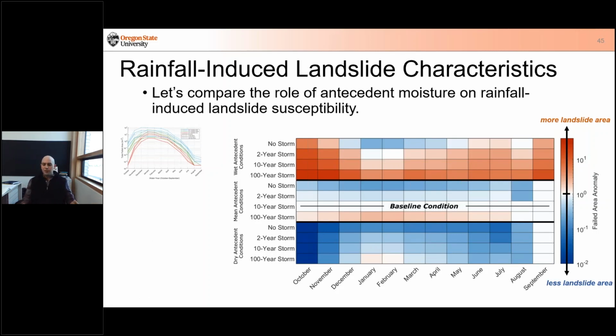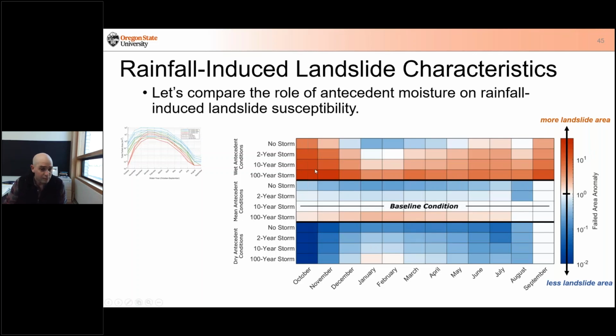We ran this for every month for a series of different storms, and we've done that for wet, mean, and dry antecedent conditions. We have this coloring here, where pure white represents some landslide area comparatively. We treat a 10-year storm during a mean year as the baseline condition to compare everything else against. It's arbitrary, but we just do it here.